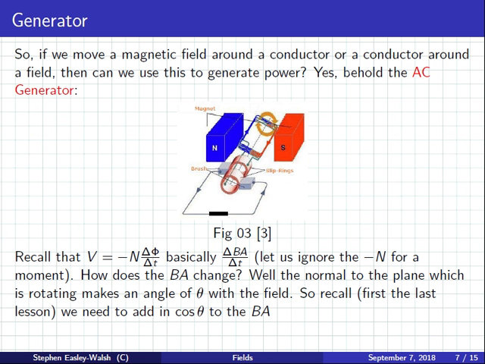we need to add cos theta to the BA if it's at an angle. So we have BA cos theta. So this is BA cos theta, because what's happening is, because the machine is turning, it means the angle is changing.